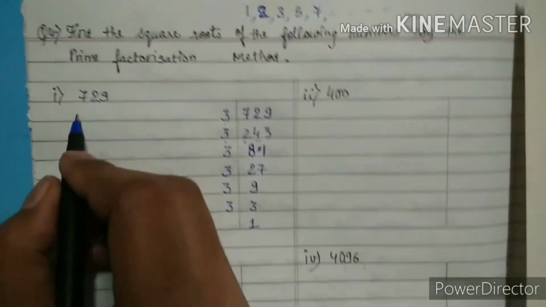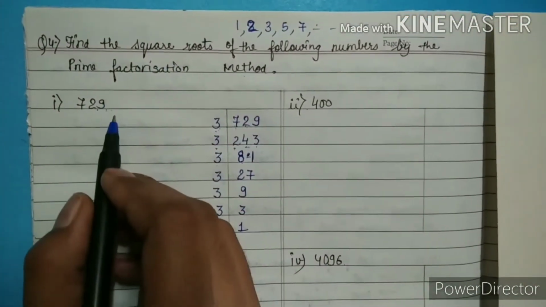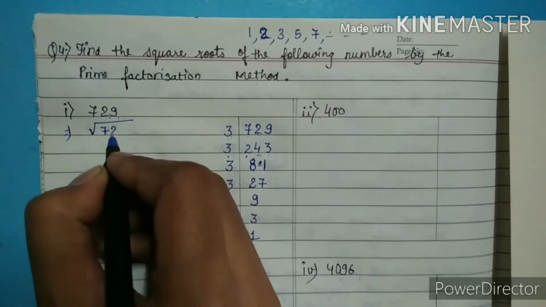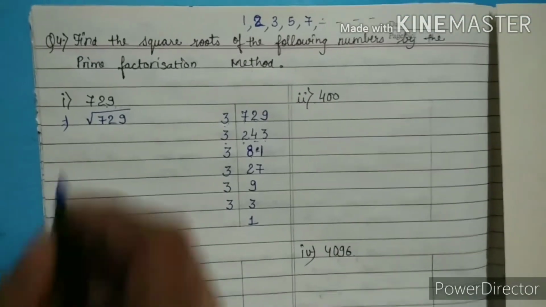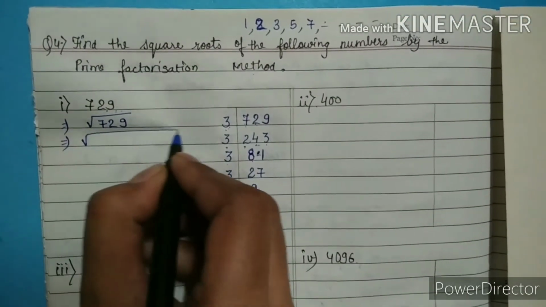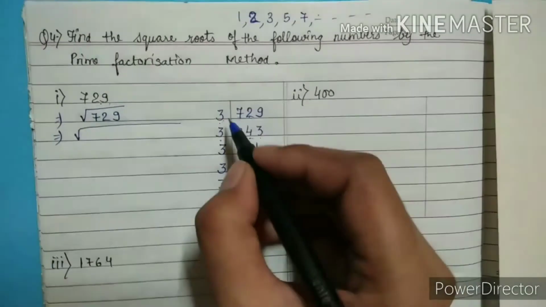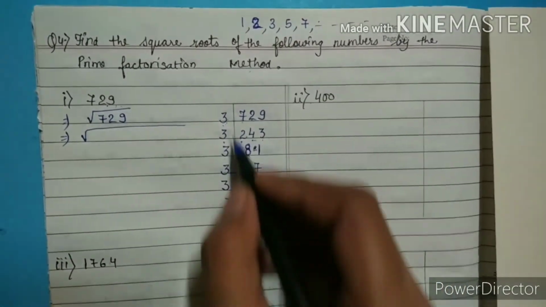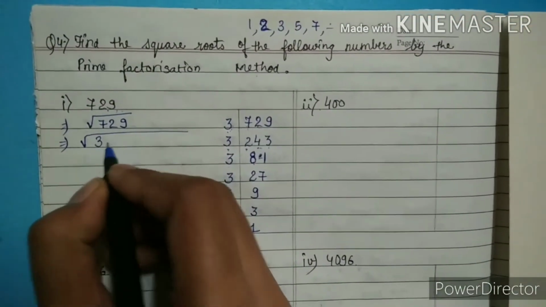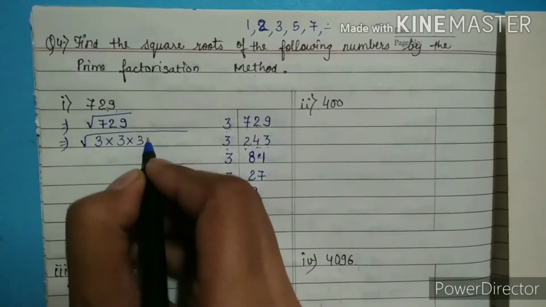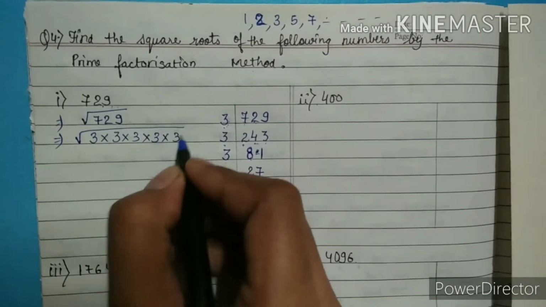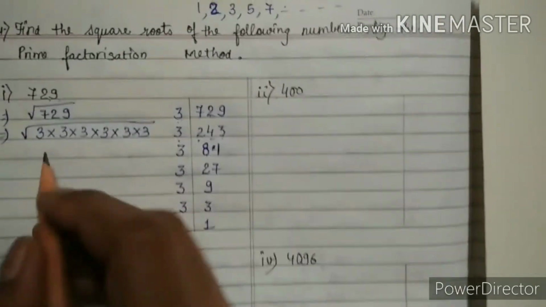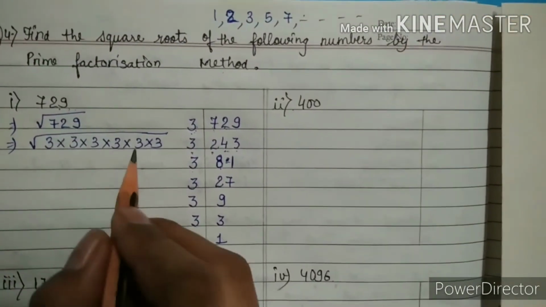Now we have to take the square root of this number. So firstly we put the square root on the given number. Its prime factors come in the form 3, 3, 3, 3, 3, 3. How many times is 3 here? 6 times. So 3 into 3 into 3 into 3 into 3 into 3. Here is 6 times 3.